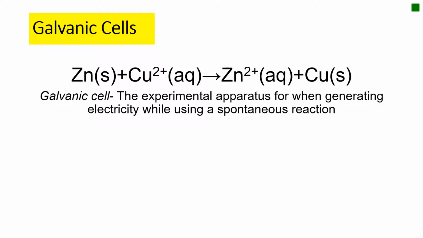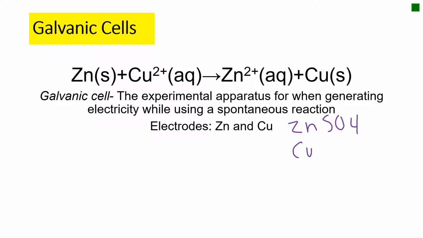So we can imagine also a zinc bar being immersed in zinc sulfate, for example, while a copper bar is immersed in copper sulfate. The electrodes in these situations would be zinc and copper, which we would use.